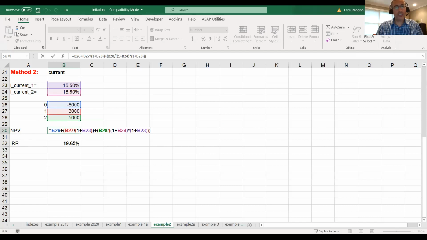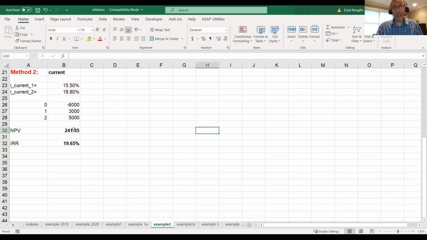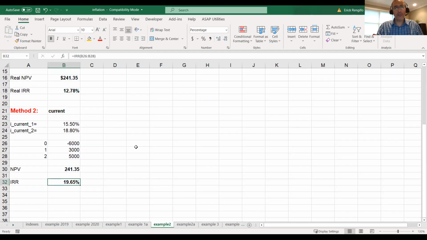So here we have B26, which is going to be minus $6,000 plus $3,000 divided by 1 plus B23, basically 1.155. This is the first cash flow. The second cash flow is going to be $5,000 divided by 1 plus B24. This is 1.188 times 1.155. And then that's it. This is what we have done in writing. You have the 241.35, and then you have an internal rate of return of 19.61%. So these two are equal, etc.